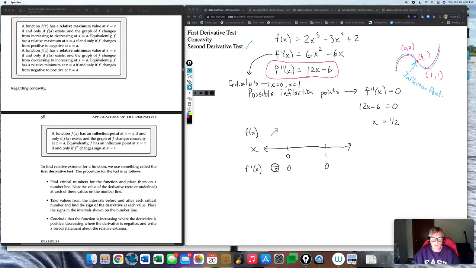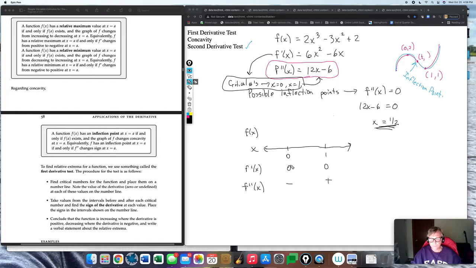But instead of having to talk about what happens before and after the critical numbers, what we're going to do is put the critical numbers into the second derivative. Now, stay with me and watch this. You'll see why I'm doing that. If I put 0 into this, I get a negative. If I put 1 into this, I get a positive.